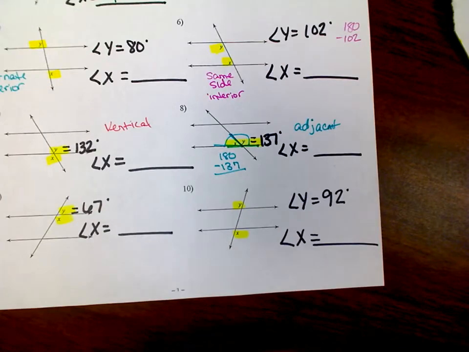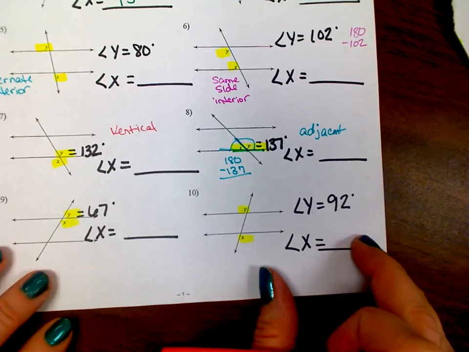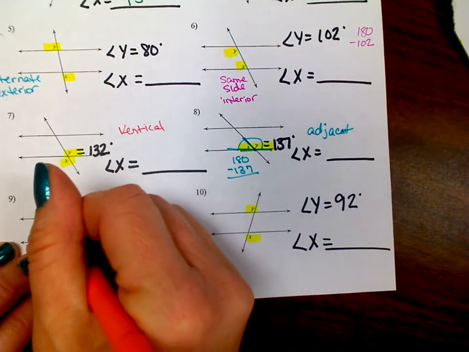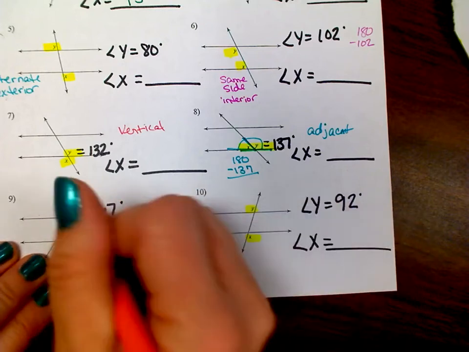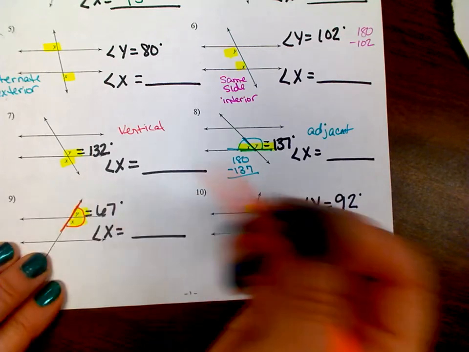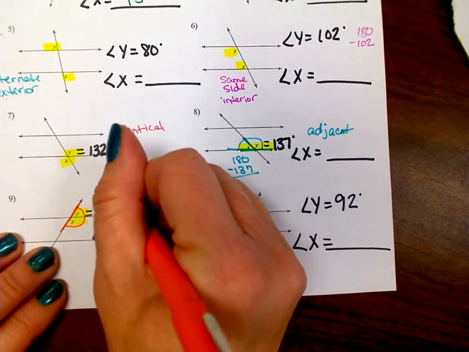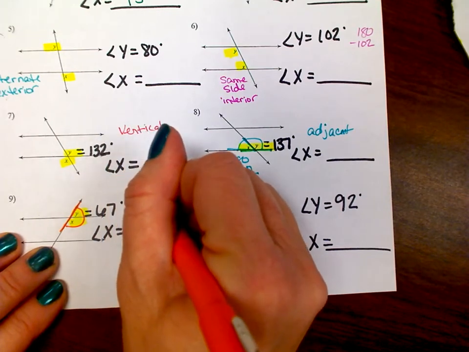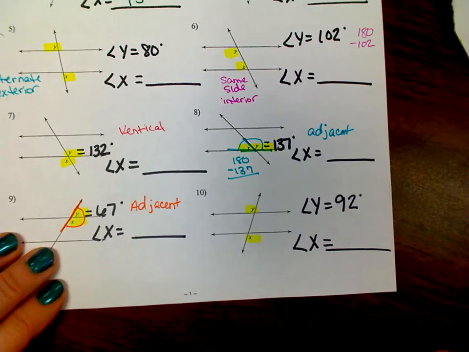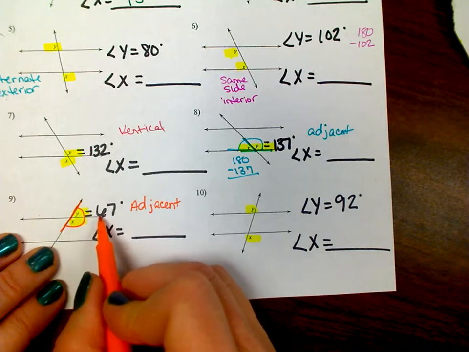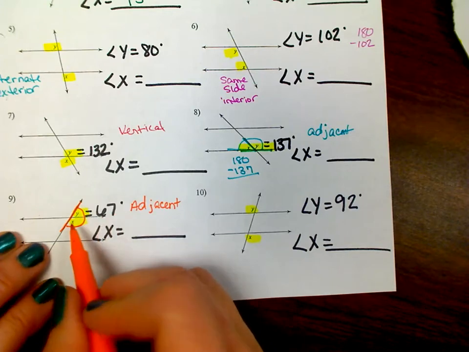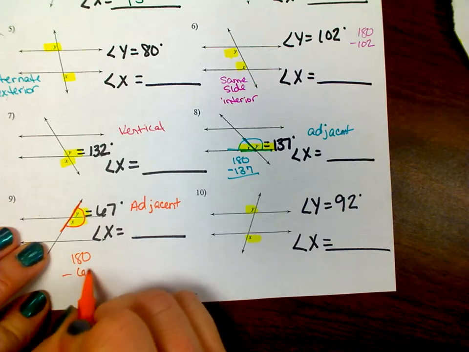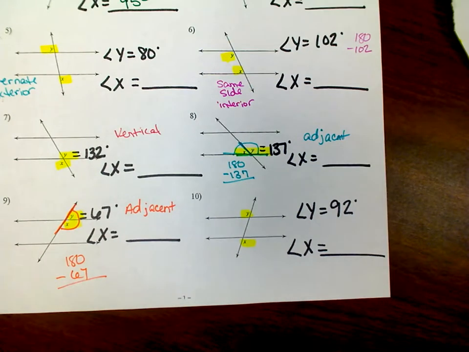Number 9. Again, we have the highlighted angles. They're making up a straight line here. So they are also adjacent. And if Y equals 67, you know they make 180 degrees. So if you subtract it, X should equal 113 degrees.